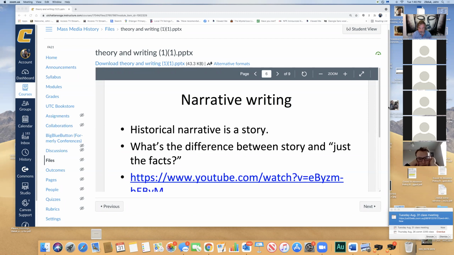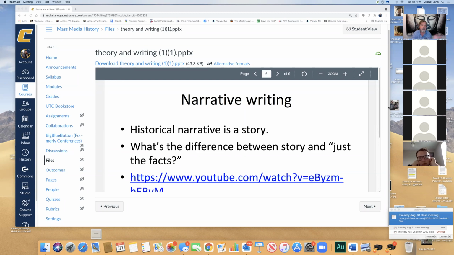One of the reasons why the textbook is boring is because it doesn't have much of a plot. History has a plot. We try to make it interesting. Otherwise, people don't see it. People don't want to hear your history, whether it's a personal history or social science, political history. So what's the difference between a story and just the facts?